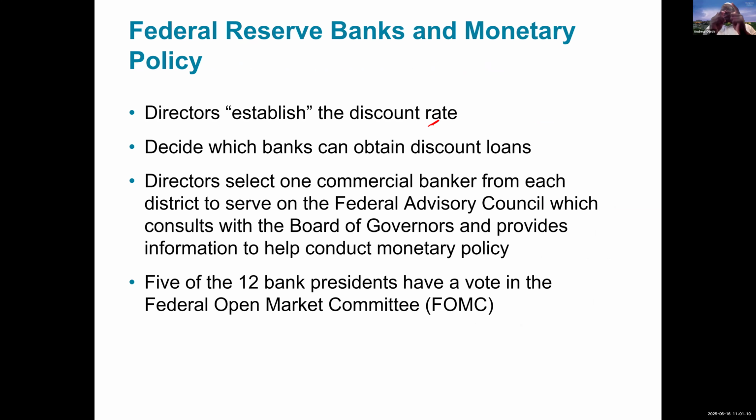So each district branch, or the directors of each district, there are 9 directors of each branch, are the ones who establish or set the discount rate. So the Dallas Fed is going to say, if any private bank within our jurisdiction wants to borrow money from the Dallas Fed, we're going to charge them maybe a 5% discount rate. Okay, and then they also decide which banks can obtain discount loans.